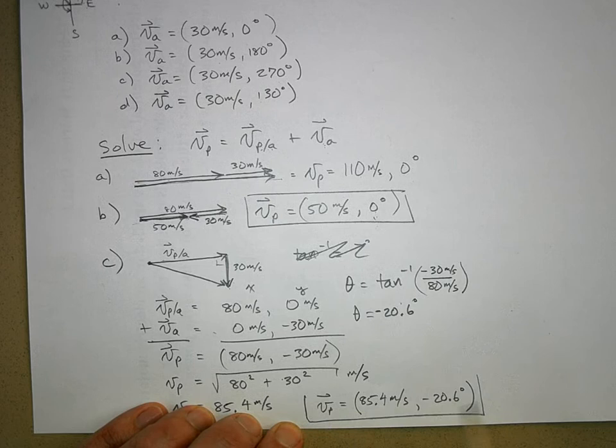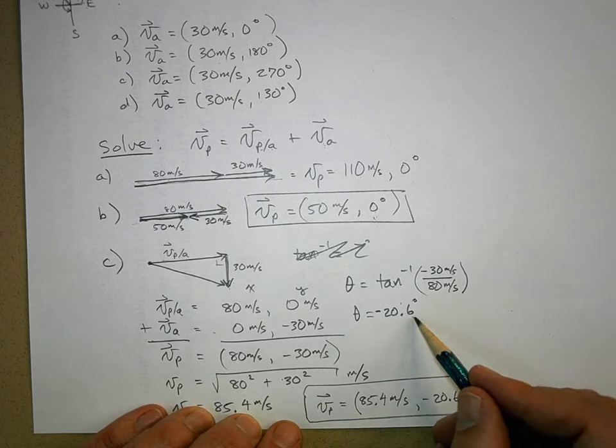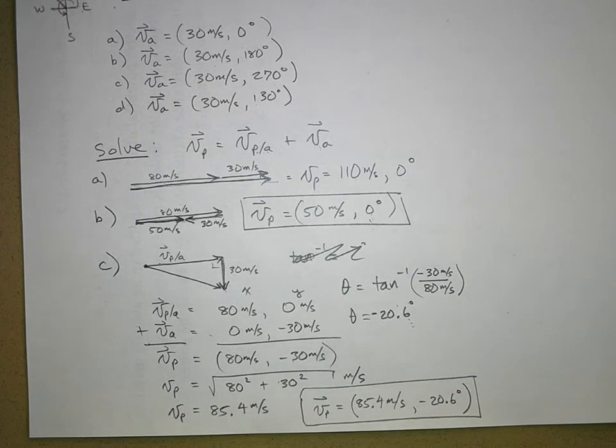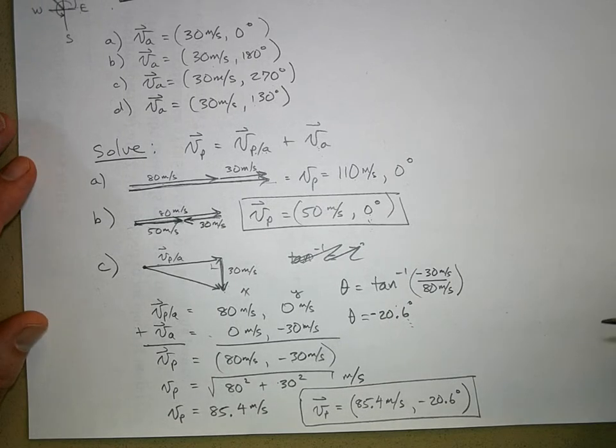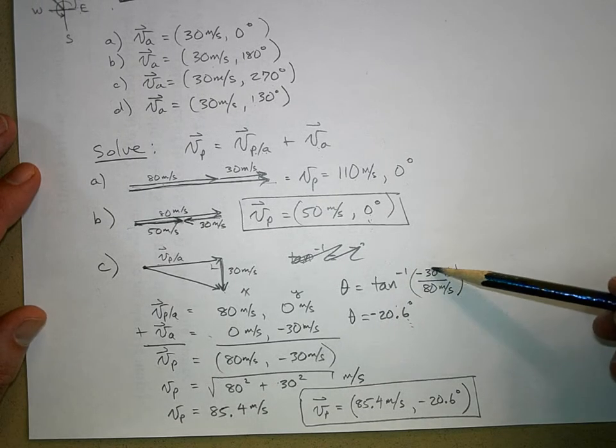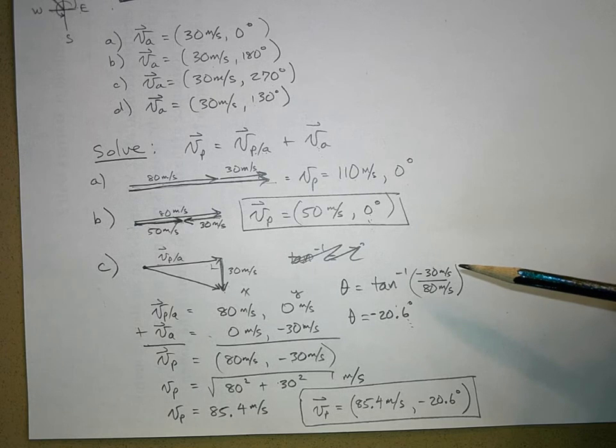But you don't add 180 degrees to this angle. When would you add 180 degrees? Yeah, if the x component was negative. The y component doesn't matter in terms of when you add 180 or not. It only matters if the x is negative.